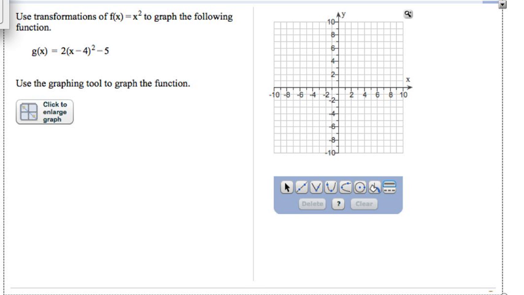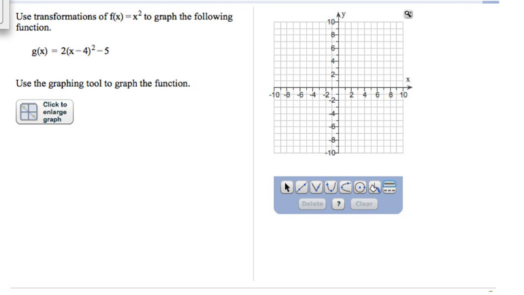All right, we're going to go over homework problem from section 1.6, problem number 20. It says use transformations of f of x equals x squared to graph the following function: g of x equals 2 times (x minus 4) squared minus 5, and use the graphing tool to graph the function.